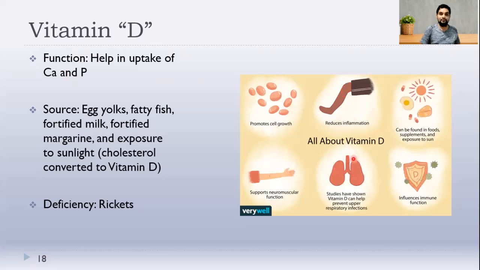So in the diagram that we have here on the right, we have some additional functions of vitamin D. Vitamin D also helps to promote cell growth. It helps to reduce inflammation. It can support neuromuscular function. Helps in our movement. And it may also help to prevent upper respiratory tract infections. So they help in our immune system as well.